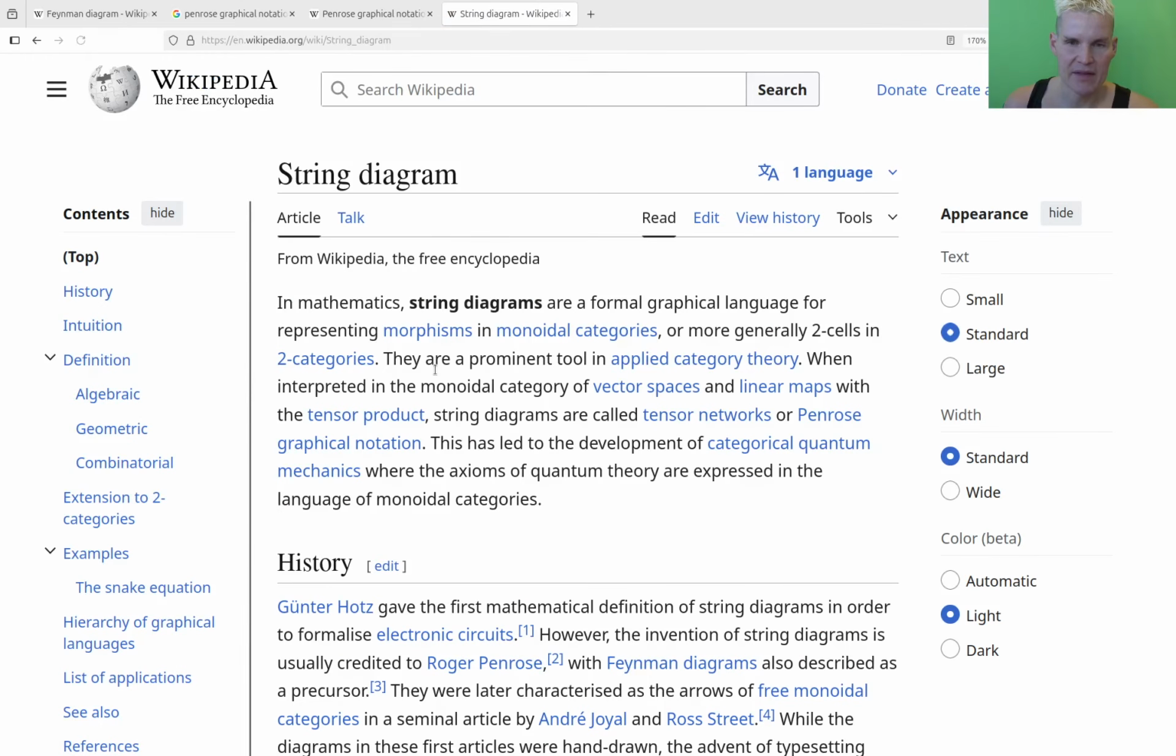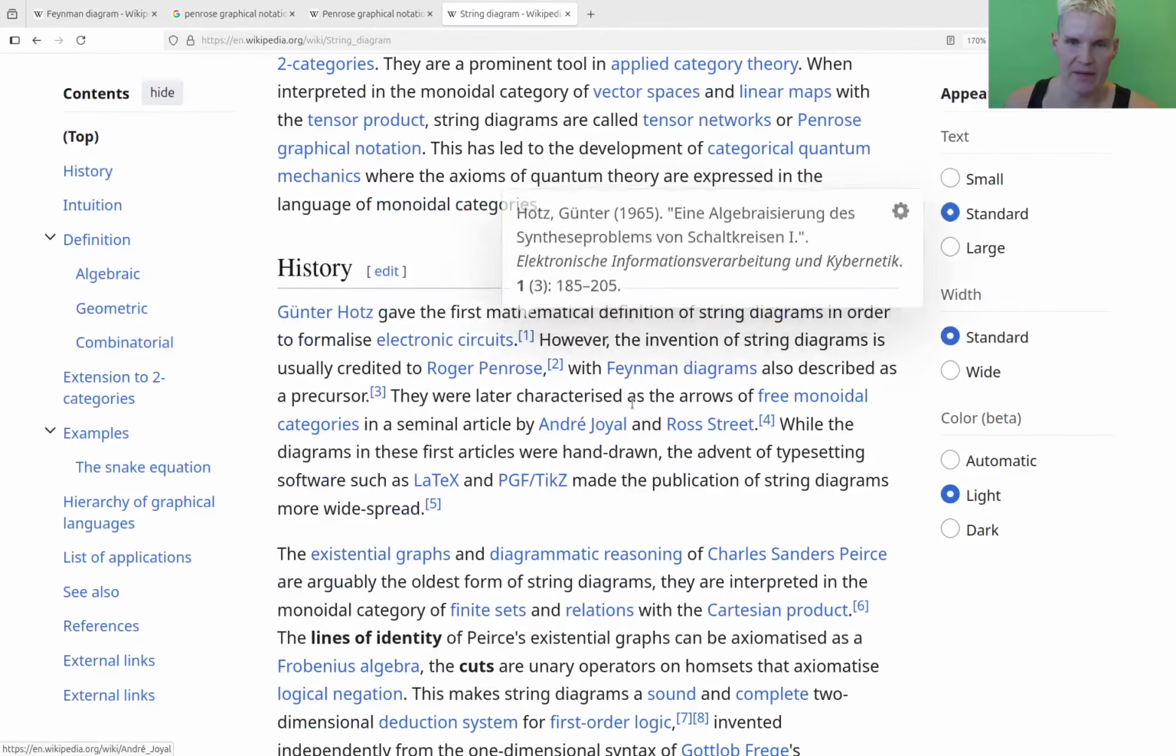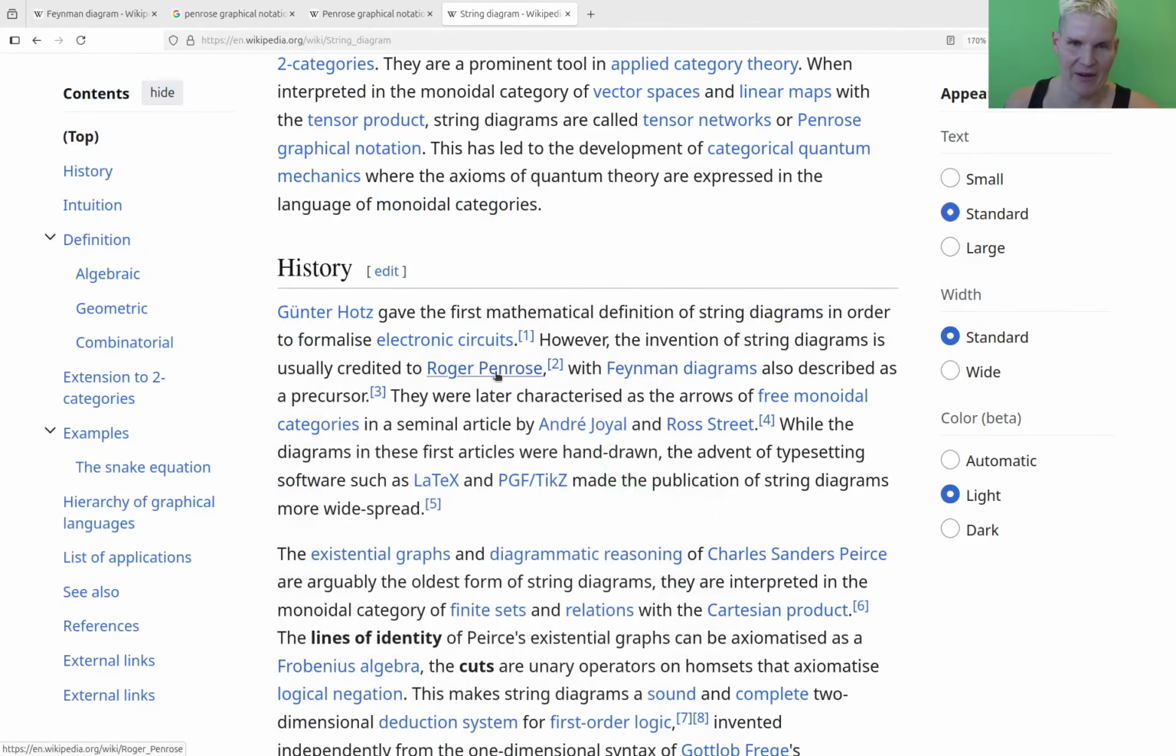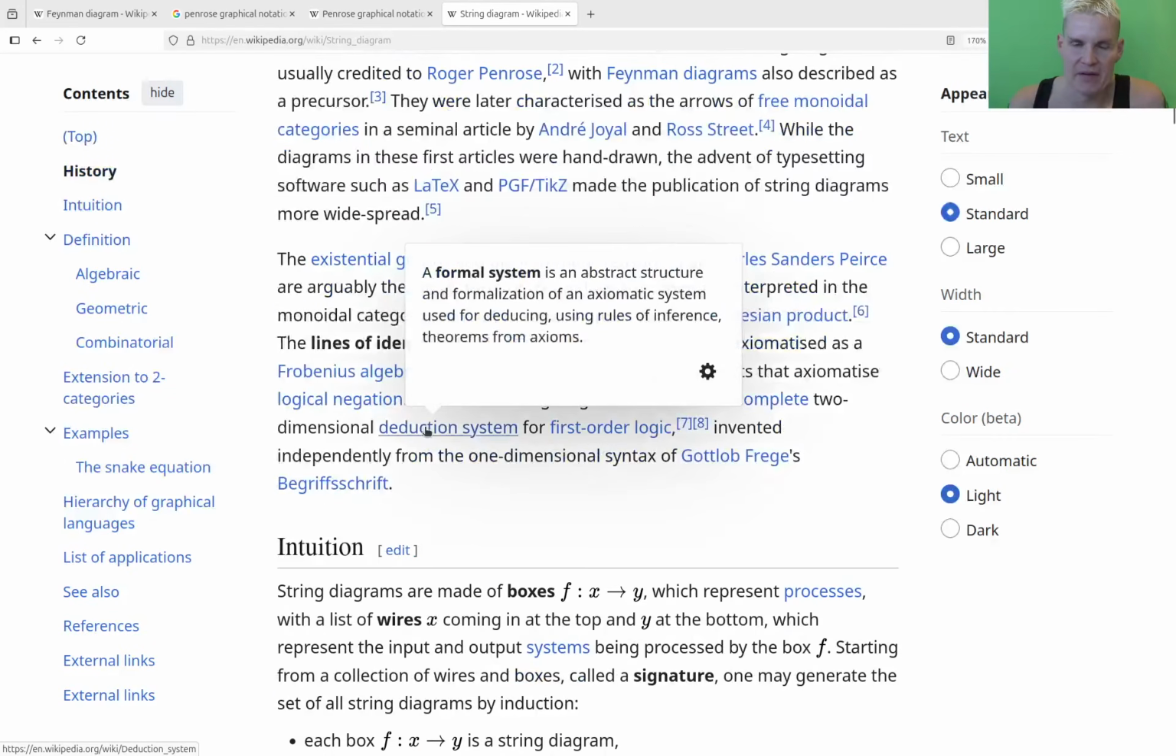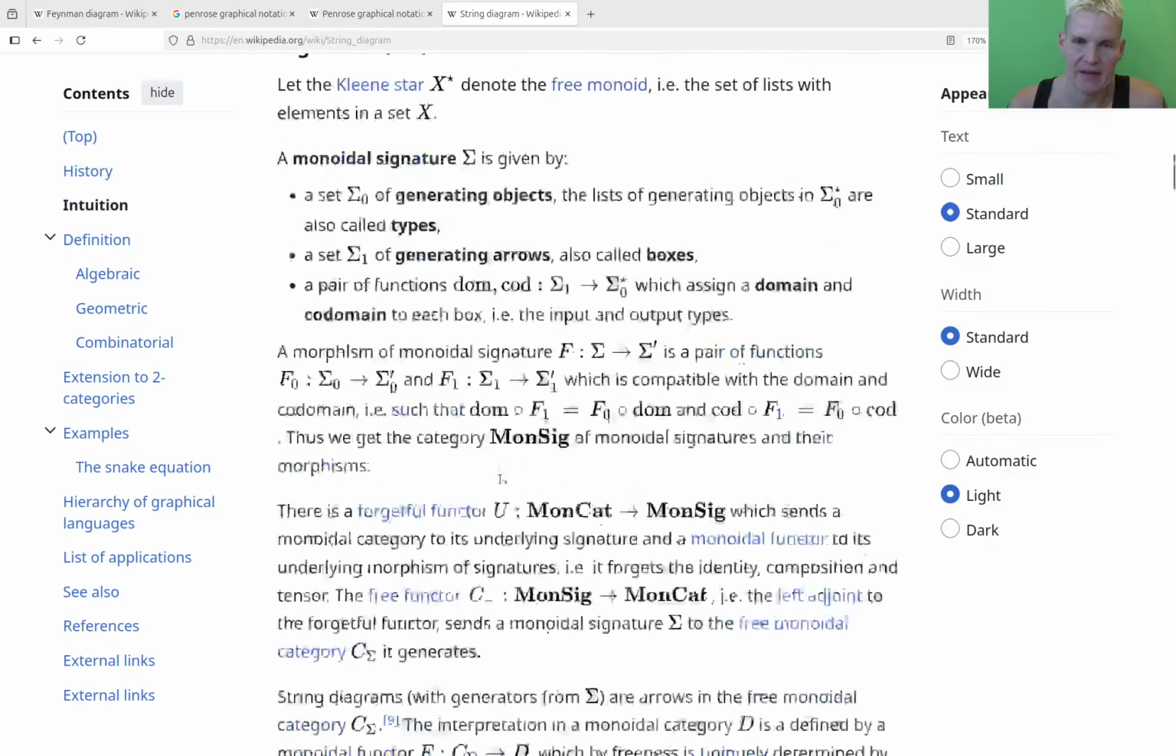Let's have a look. They have been around also for quite a while. Feynman diagrams, Penrose diagrams, they're kind of all the same. I think they have been introduced, or at least used, certainly not introduced, but used extensively by Joyal and Street in the setting of braided monoidal categories. We will see that later on.